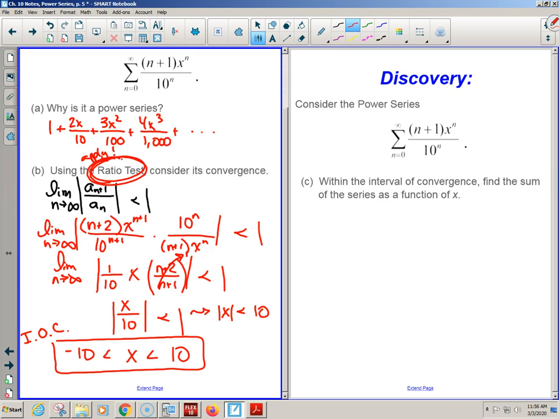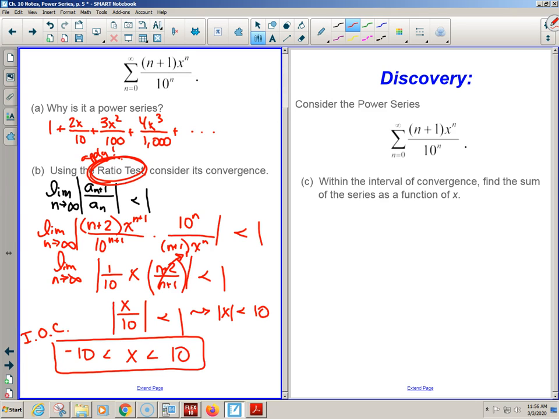Geometric says the interval of convergence will be when the common ratio is less than 1, or in between -1 and 1. So I can find the interval of convergence for geo, easy. But for anyone who's not geo, wait, why isn't this geo? Isn't it times x over 10, x over 10, x over 10, x over 10? Oh. The 2, 3, 4 doesn't work for geo, does it?